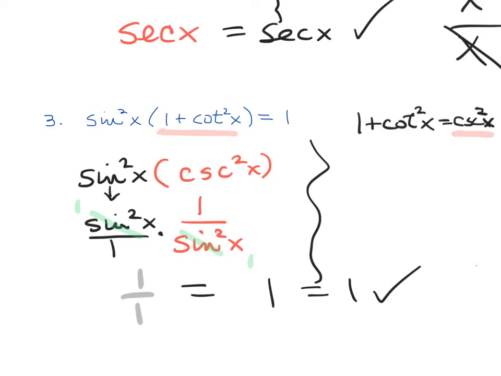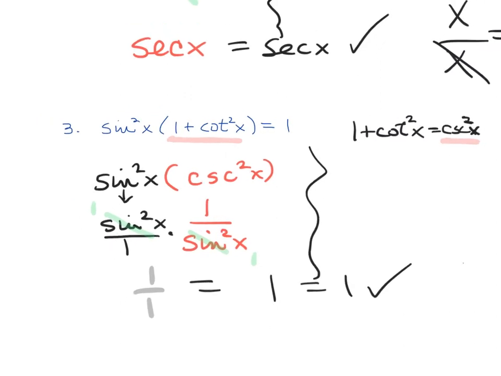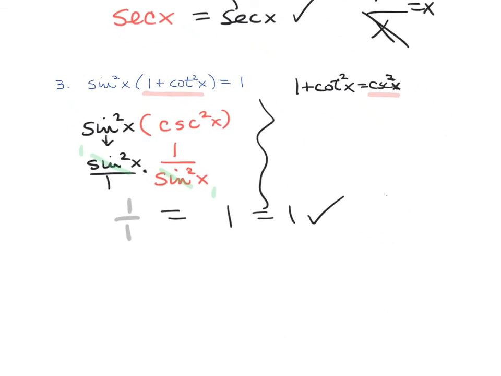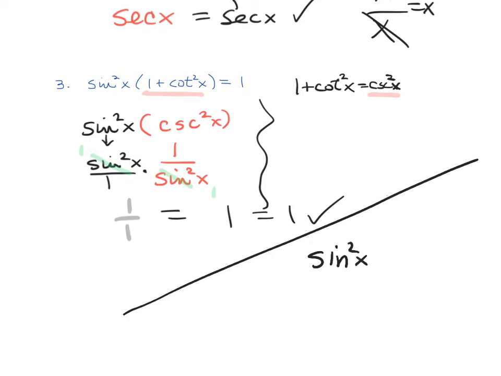Now, you could also have distributed the sine squared x. Keep in mind that there's multiple ways to verify these identities. So you could have also done number 3 by distributing, just to show you a different technique, and neither one is incorrect. They're both going to be correct techniques. The one that I showed you first, though, is the simpler way.